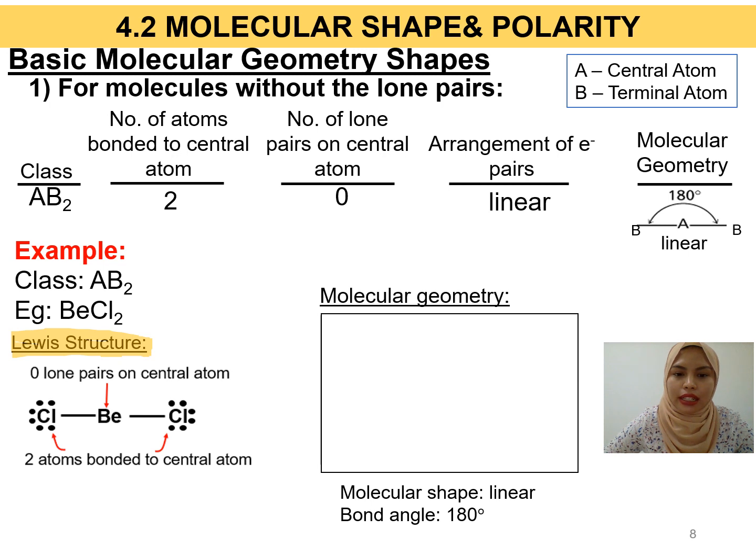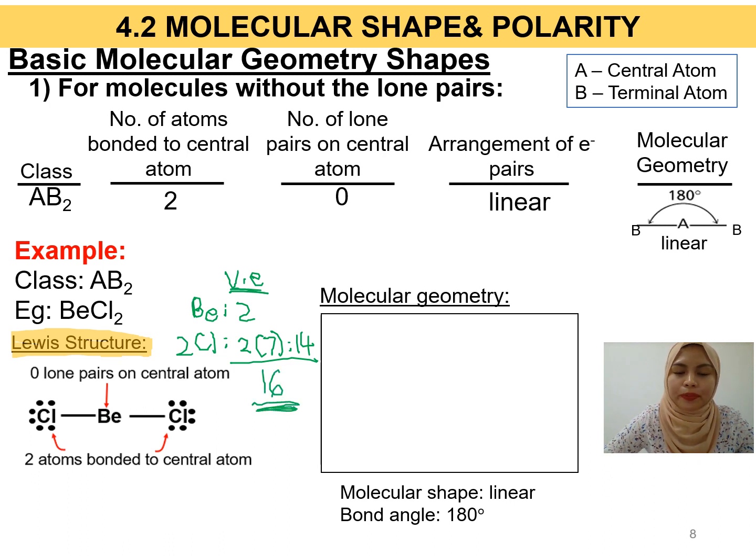Okay, so basically if you have the molecule BeCl2 and you want to draw the Lewis structure, you need to count its total valence electrons. For BeCl2, you know the valence electron of Be is 2, but the valence electron for Cl is 7. So 2 times 7 is 14. And then the total valence electron for the whole molecule is 16.